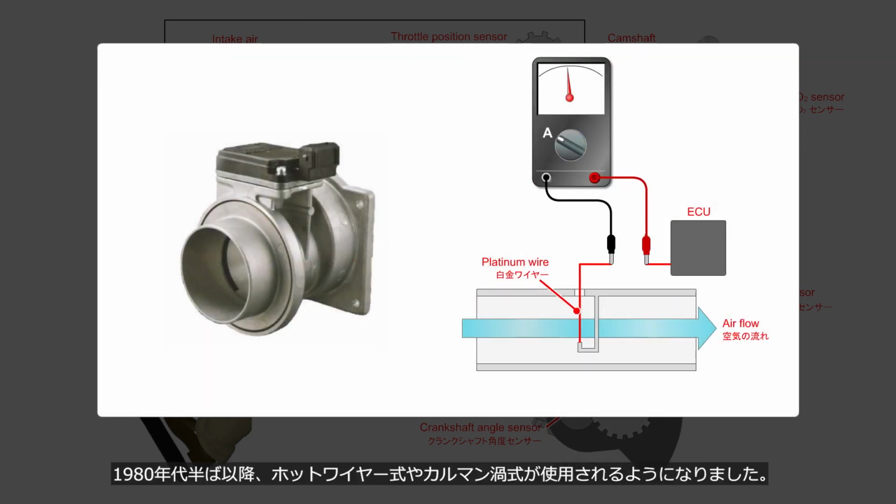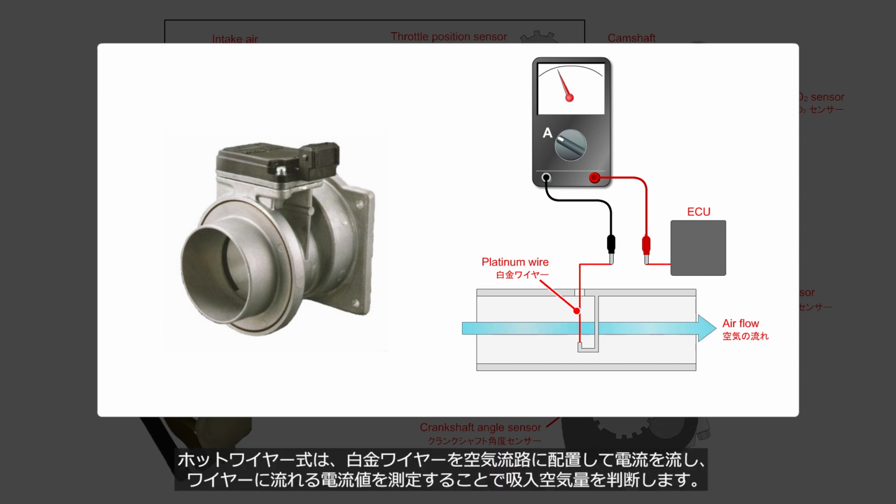From the mid-1980s onwards, hot wire types and Kármán vortex types started to be used. The hot wire type uses a platinum wire that is heated by passing an electric current through it, which is placed in the airflow path. The air intake volume is determined by measuring the electric current flowing through the wire.